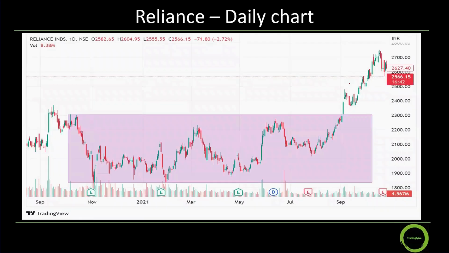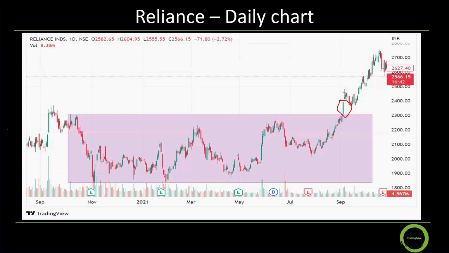So the first stock is Reliance. And this is the daily chart of Reliance, and as you see on your screen, Reliance was in a sideways trend and exactly over here gives a breakout by breaking the sideways trend. So you see this breakout candle satisfies our first 2 rules, since it is a long candle, almost the whole candle is out of the box. And also there is a rise in volume at the breakout candle.